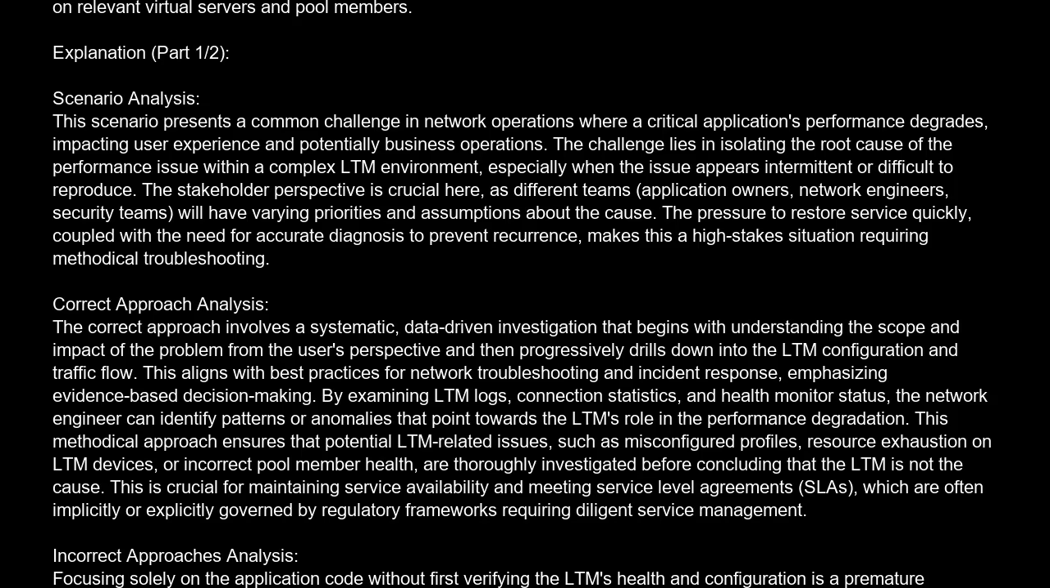The correct answer is B. Review LTM connection table statistics for unusual spikes in connection counts, dropped connections, or high latency on relevant virtual servers and pool members. Explanation. Scenario analysis.